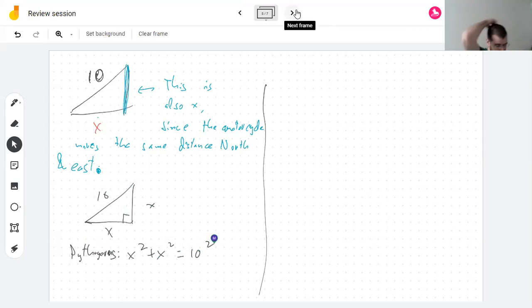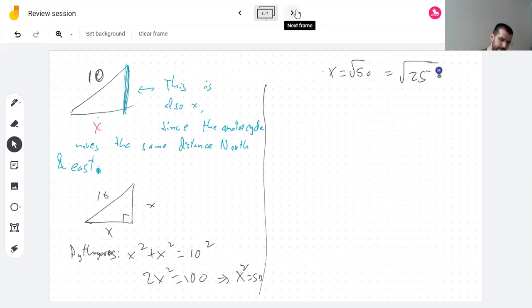the sum of the squares of the legs is the square of the hypotenuse. So 2x squared is 100. So x squared is 50. So x is the root of 50, which is the root of 25 times 2, which is the root of 25 times the root of 2, which is 5 root 2.